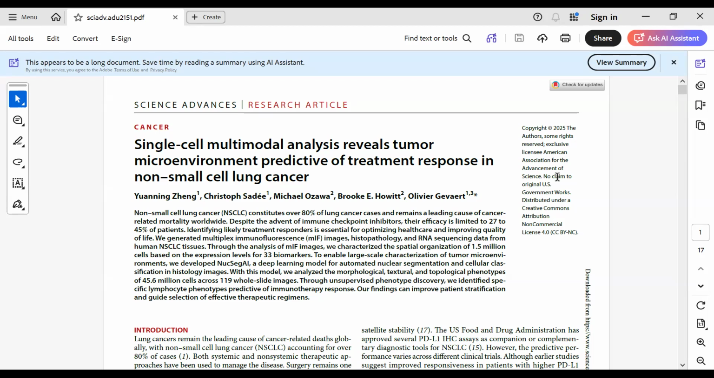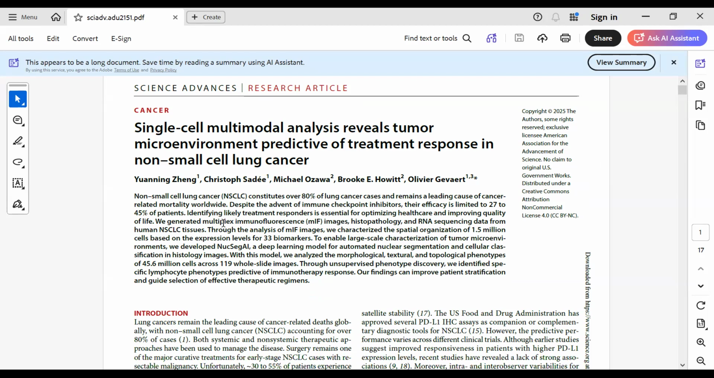Hi everyone. So today in this video we will be discussing this paper, single cell multimodal analysis, which reveals tumor microenvironment predictive of treatment response in non-small cell lung cancer. This paper has been published by Zheng et al., and it is published in Science Advances 2015.